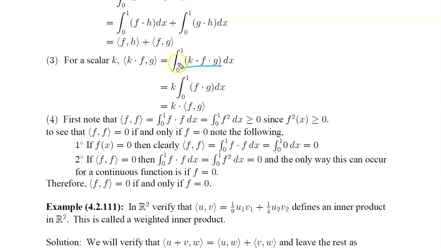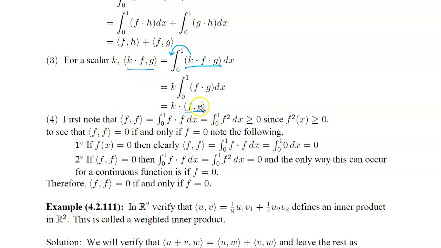And so by properties of the definite integral, we can move that k outside, like this, and we get that this quantity is equal to k times the inner product of f with g. So that proves property number 3. And also note if the k were with the g, we would still get the same result down here.